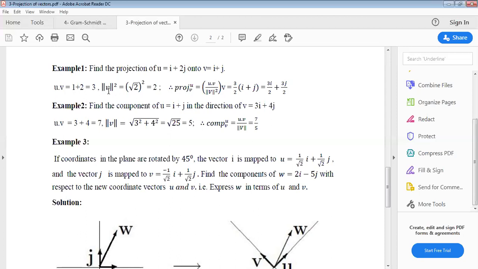Now what is the magnitude? The magnitude of v is the square root of 1 square plus 1 square, that is root 2. We need the square of the magnitude of v, so that is root 2 whole square, which equals 2. So finally, the projection of u on v equals u dot v by square of magnitude of v, into v. So that is 3 by 2 (i plus j). So 3i by 2 plus 3j by 2.